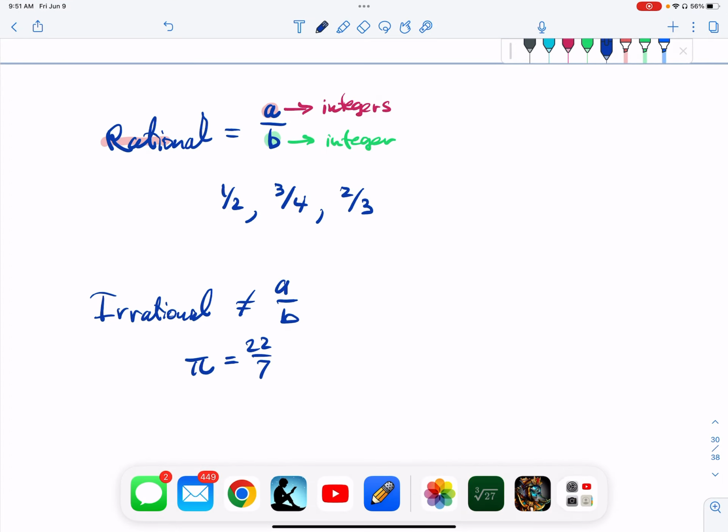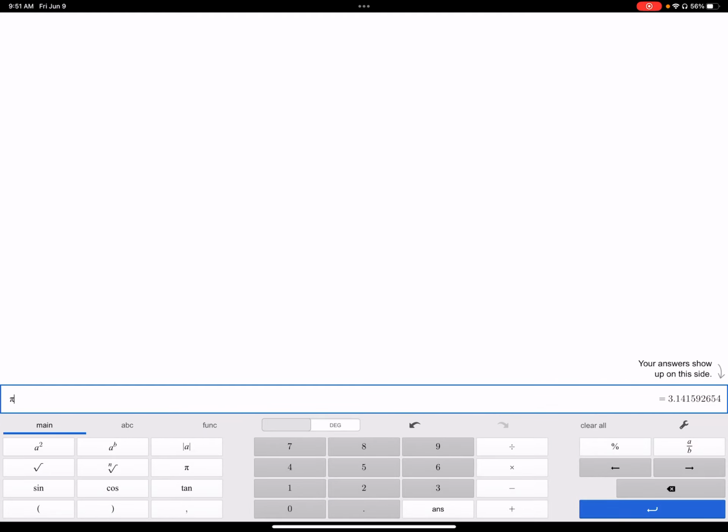Here, let's come over here to the calculator. I'm going to use my little pi button, hit enter on it. And now understand that even though the decimal place ends at a 4 on the far right-hand side of the screen, it doesn't end there. It goes on forever with no discernible pattern.